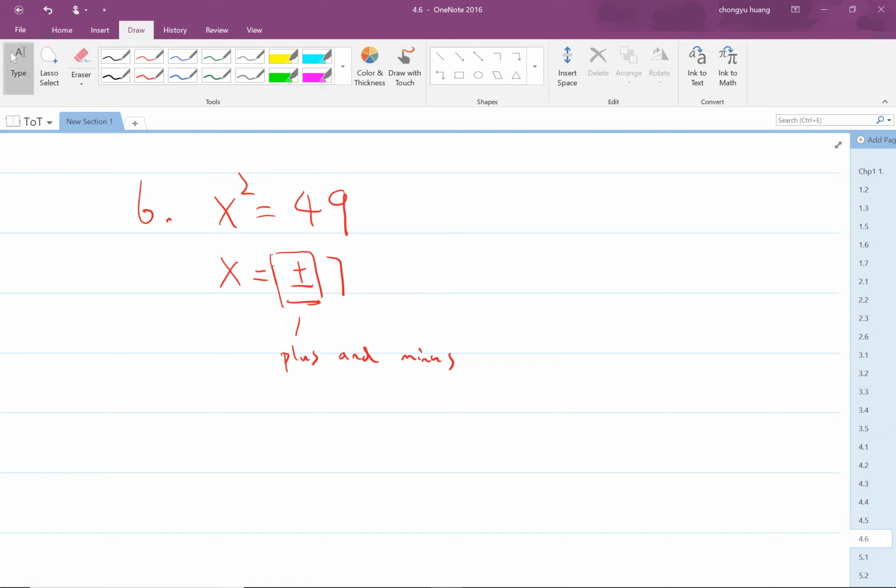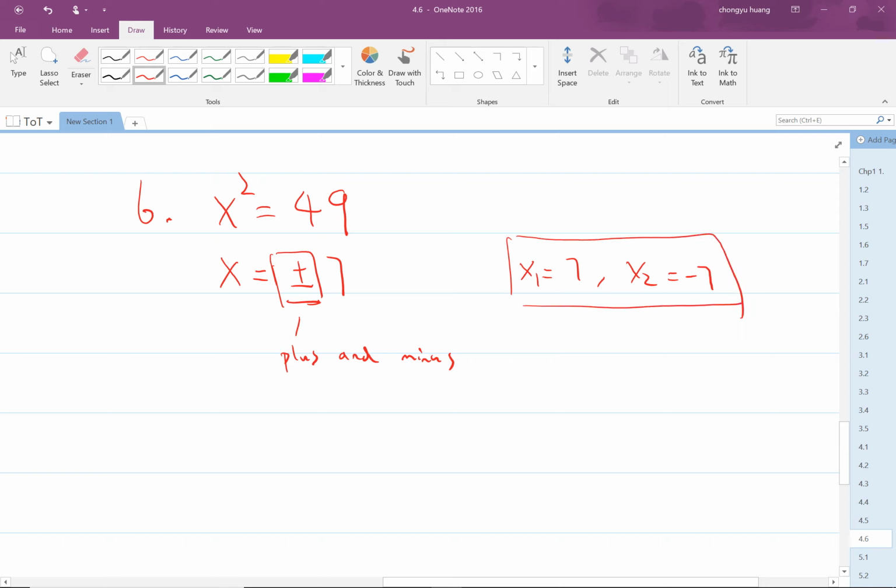You can also write it as x1 equal to 7, and x2 equal to negative 7. This will be the solution for this question. Maybe you ask me why the solution over here is 7 and also negative 7, right? So let's recheck it.